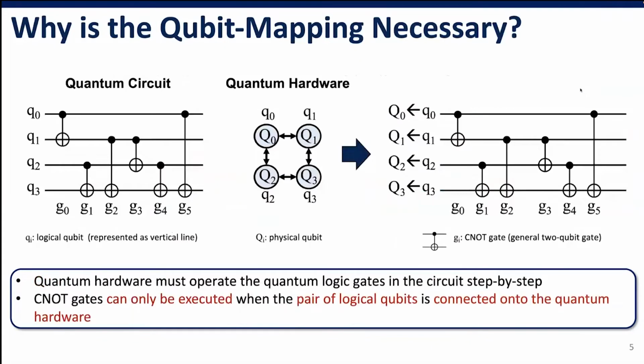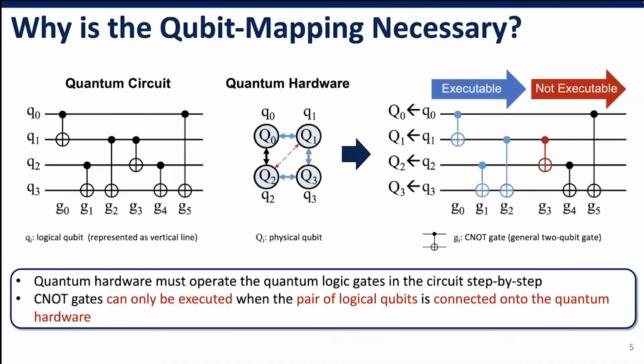Then, how do we execute the quantum circuit on the current hardware? First, we map the logical qubit to the physical qubit. In this example, the logical qubits denoted by lowercase letters compose the quantum circuit, and the physical qubits denoted by uppercase letters compose the hardware. Then, the quantum hardware must operate the quantum logic gates in the circuit step by step. Here, the CNOT gate, which is the general 2-qubit gate, can only be executed when the pair of logical qubits is connected on the quantum hardware. So, these three gates can be executed in sequence.